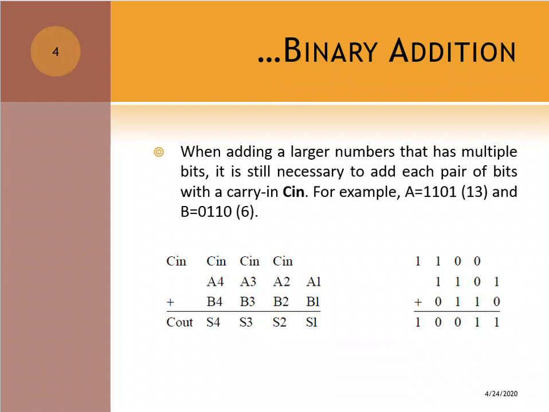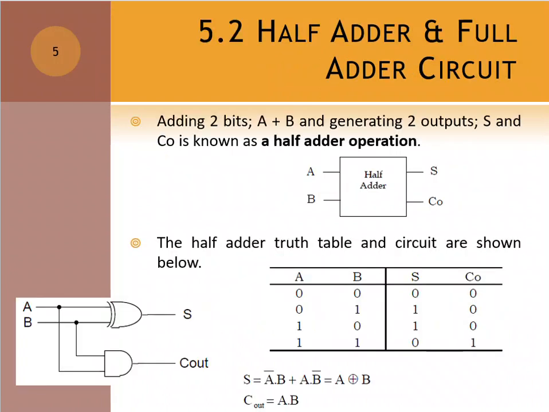Next we are going to see half adder and full adder circuit. When we want to add two bits A and B, A plus B, we are going to generate two outputs, S and C out, and the circuit is known as a half adder operation. This is the half adder. We represent it by using a square, then we just write half adder. The input is A and B, and the output will be the sum and C out.